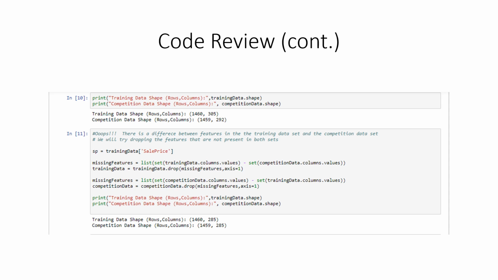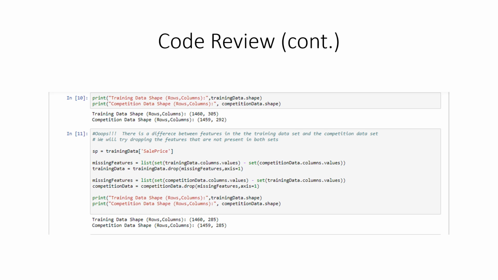All right, so let's print the shape once again to see the results of our transformation. And wow, now we've jumped up to 305 features for the training data. And looking at the competition data, we have 292 features. Whoops. What's happened here? Ideally, not ideally, but we have to have these features match, okay? So they're not matching, and this makes sense because the training data may have values for features that are not present in the competition data and vice versa. So we have to handle this.